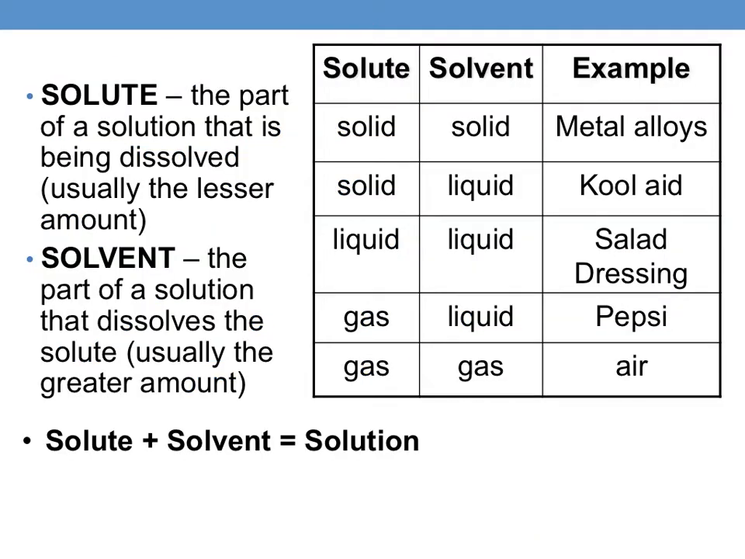A solute is the part of a solution that is being dissolved. It's usually the lesser amount. So if we're looking at Kool-Aid, for example, the solute is a solid, it's our Kool-Aid powder. And then the solvent is the part of the solution that dissolves the solute. So again, with Kool-Aid, the solvent is going to be a liquid, which for Kool-Aid is water. And when you mix your solute in your solvent, you have a solution.